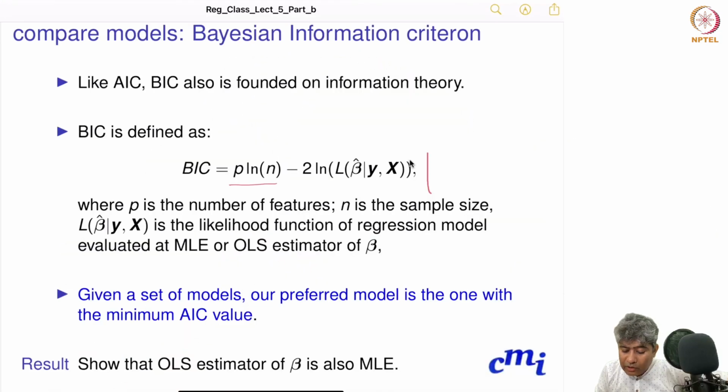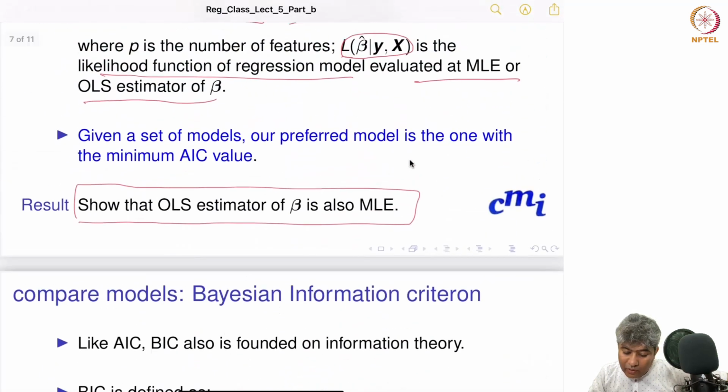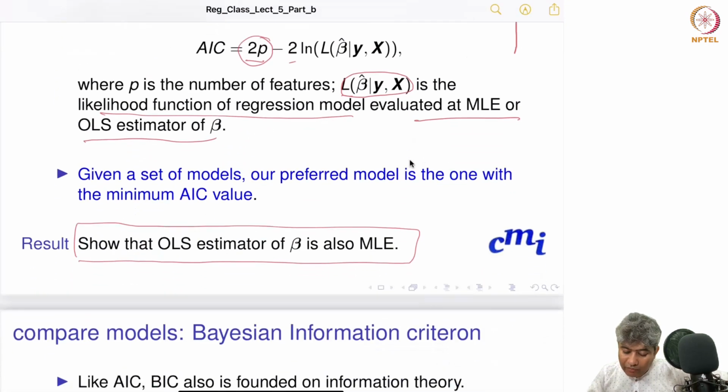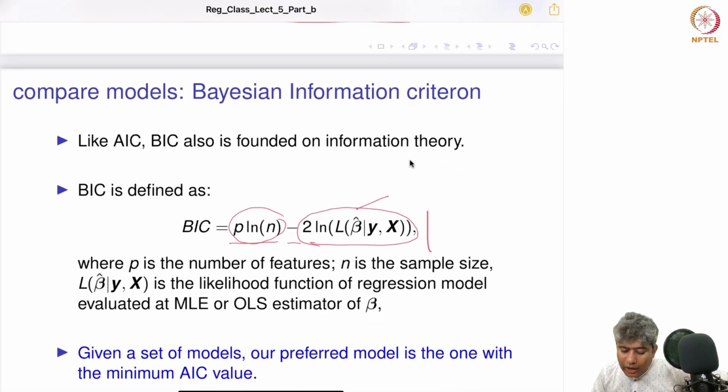Similar to AIC, there is another criterion called the Bayesian information criterion. Like AIC, BIC is also founded in information theory. BIC is defined as p times log n minus 2 times log L of beta hat given y, x. This is the same as AIC, where you had 2 times p as the penalty; here the penalty is p times log n.